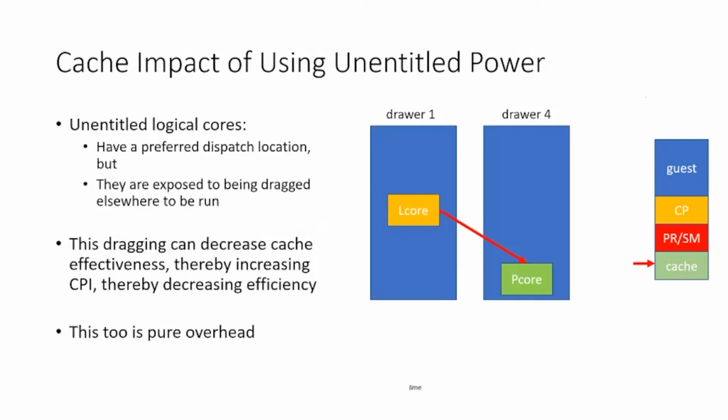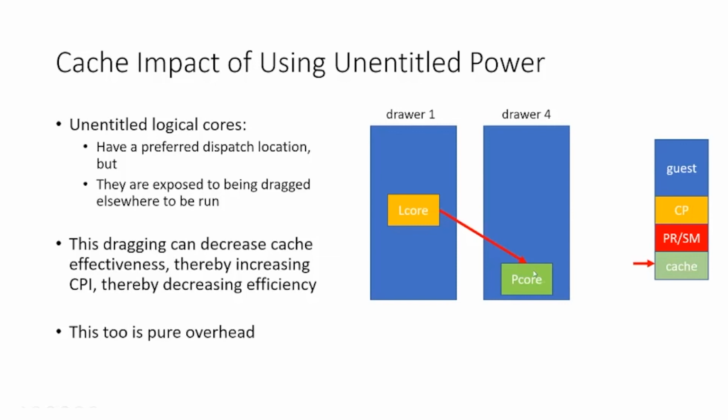Now, I want to talk a little bit about the cache impact of using unentitled power. I told you that there are impacts at all of these different places in the stack. There's impact on the memory cache also. Unentitled logical cores have a preferred dispatch location. Your vertical lows have a preferred location, just like your highs and your mediums do. But they are exposed to being dragged elsewhere to be run. Let's suppose that we have a partition that's homed in drawer 1. We've got a logical core over there that needs to be serviced. Prism tries to refrain from doing this, but occasionally it will find unused power in some other drawer, and it'll use that unused power to go drag that logical core across drawers and dispatch it.